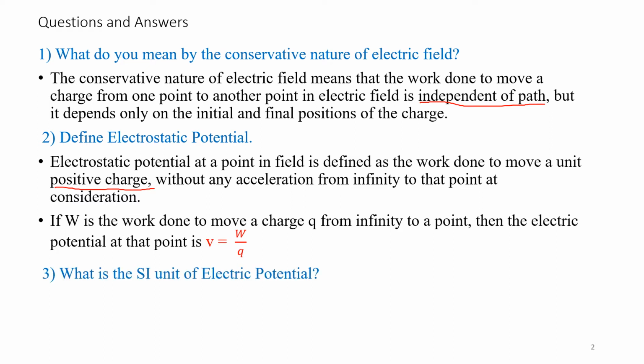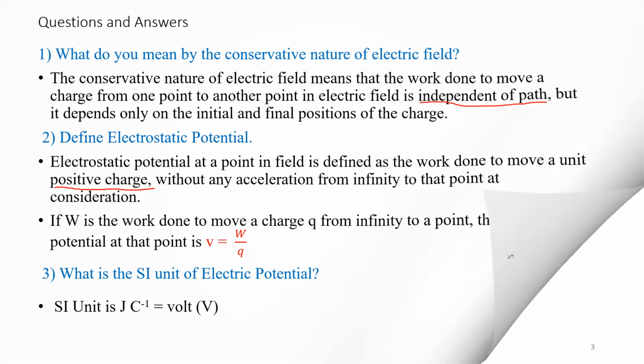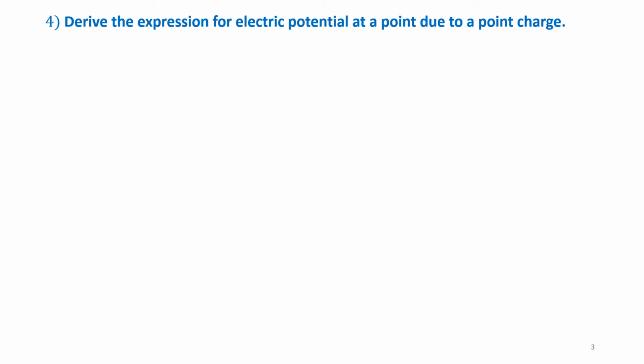Question number 3. What is the SI unit of electric potential? The answer is, SI unit is joules per coulomb, that is volt. Question number 4. Derive an expression for the electric potential at a point due to a point charge. Here we are required to derive an expression for electric potential.